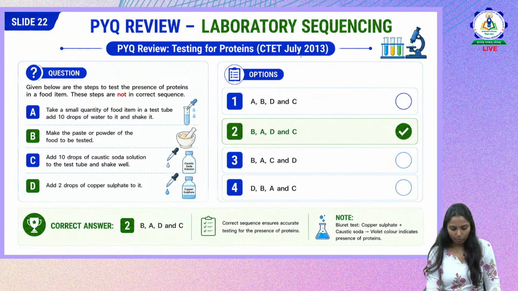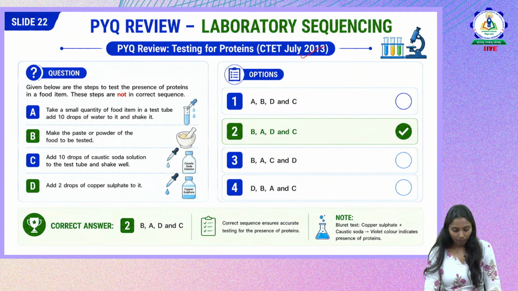So we have one more question with us. Given below are the steps to test the presence of protein in a food item. These steps are not in correct sequence. So it's the same part of our scientific process skills, or problem solving or scientific method that we have to follow.